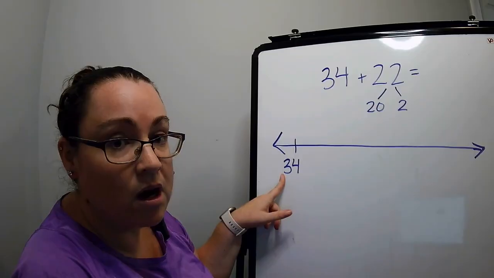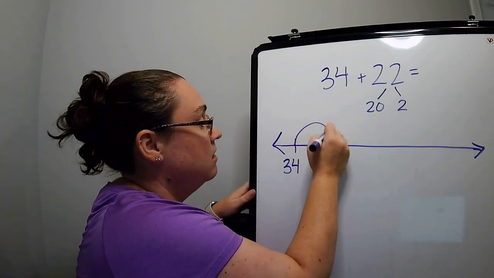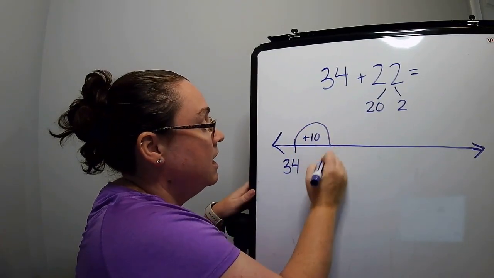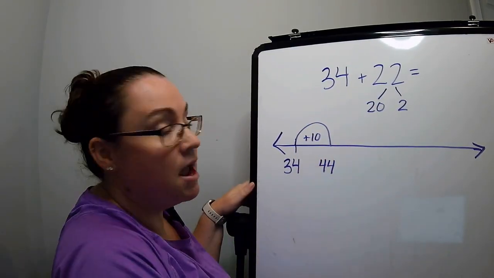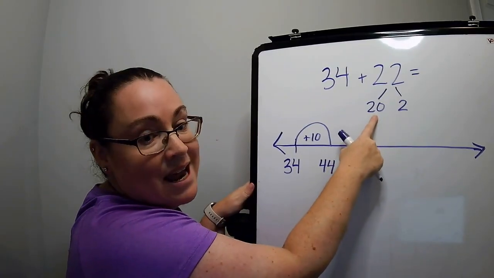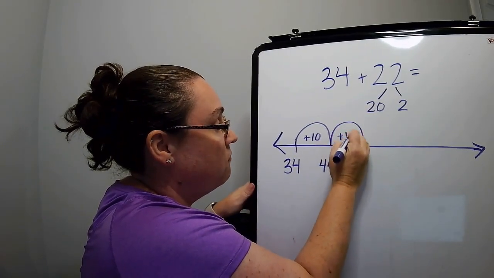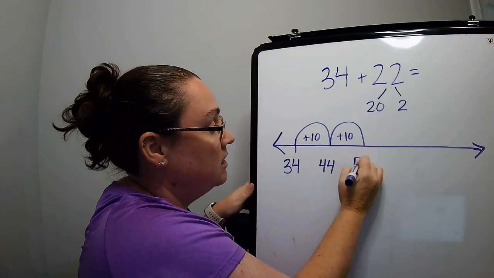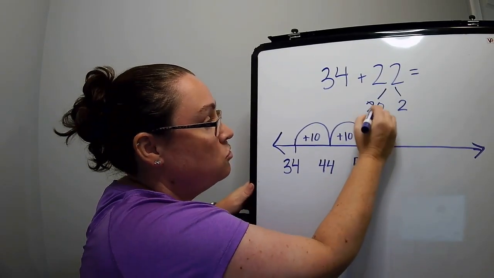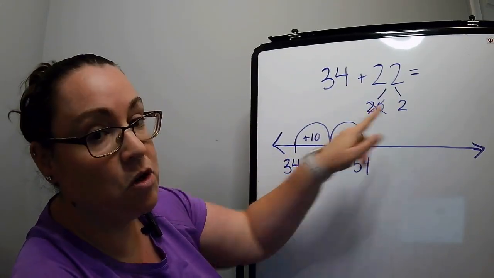From 34, I can make a jump of 10. 34 plus 10 equals 44. But I've only added 10. I need to add 20. So I make another jump of 10. So 44 plus 10 is 54. I'm done my 20, but I still have to make 2 more jumps.